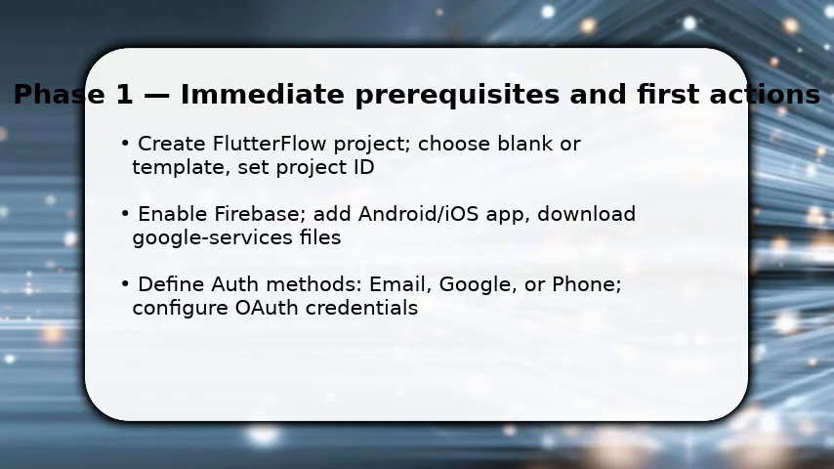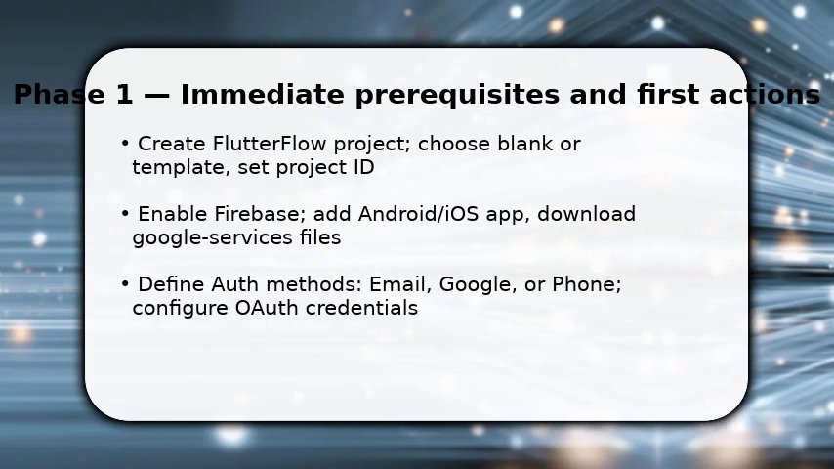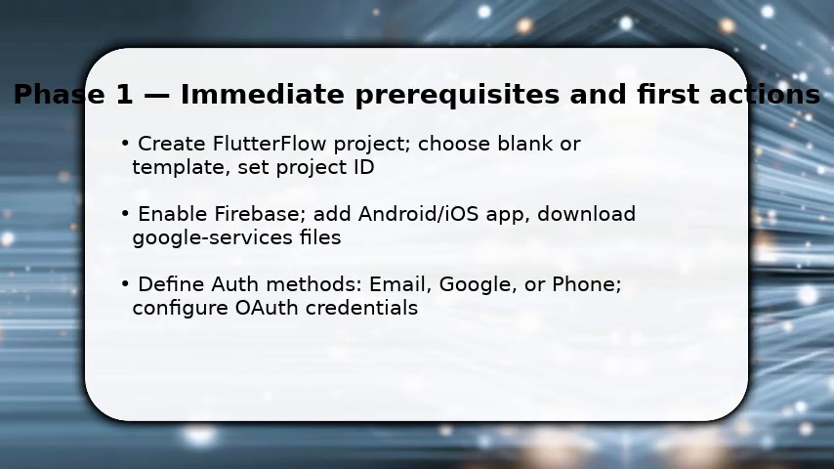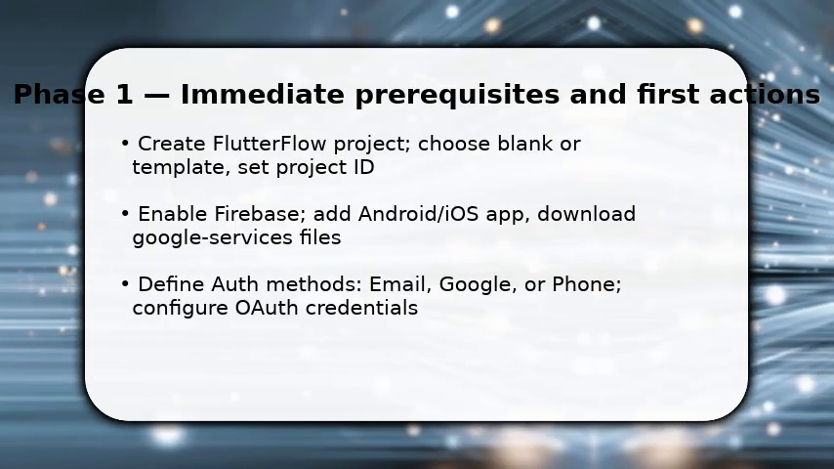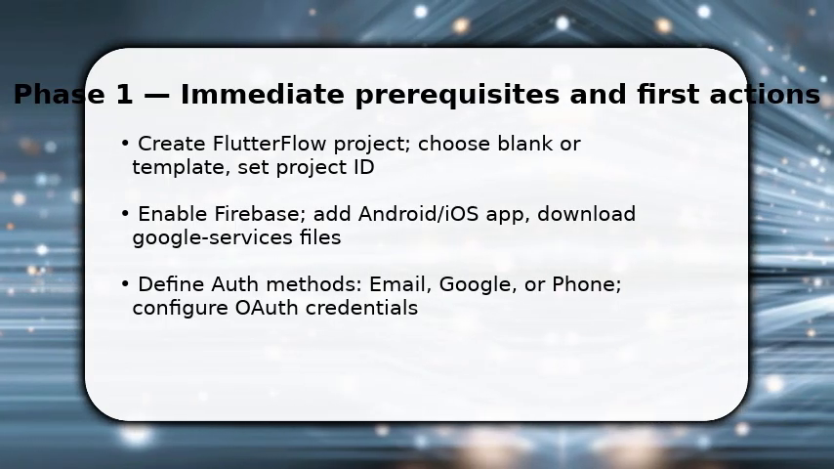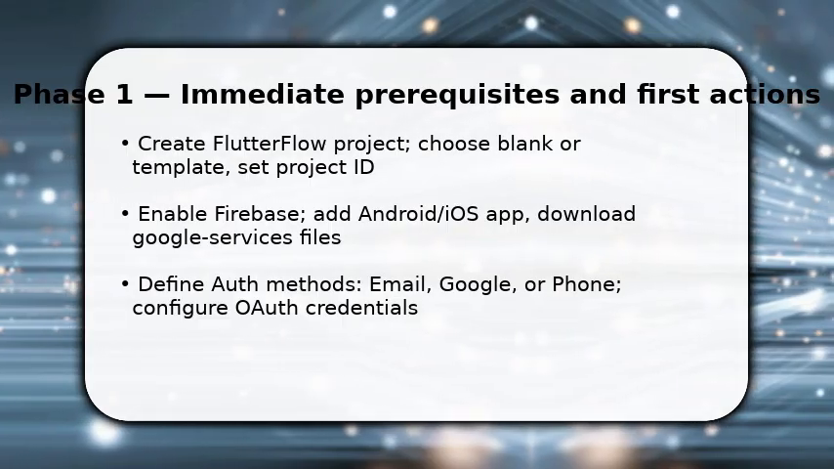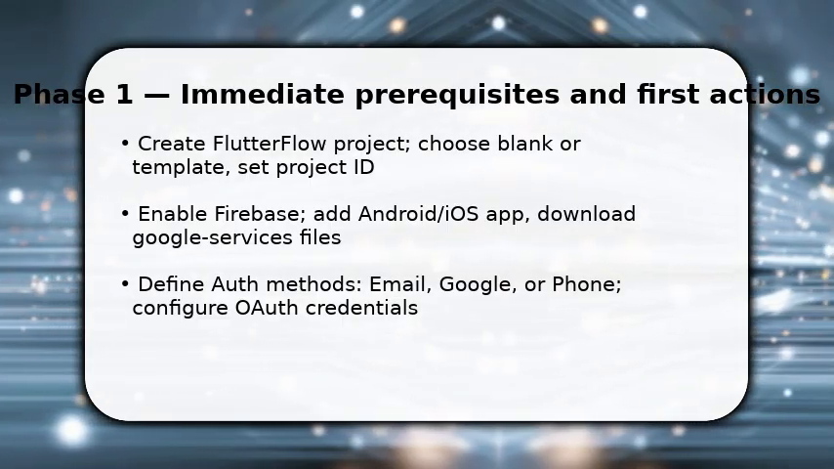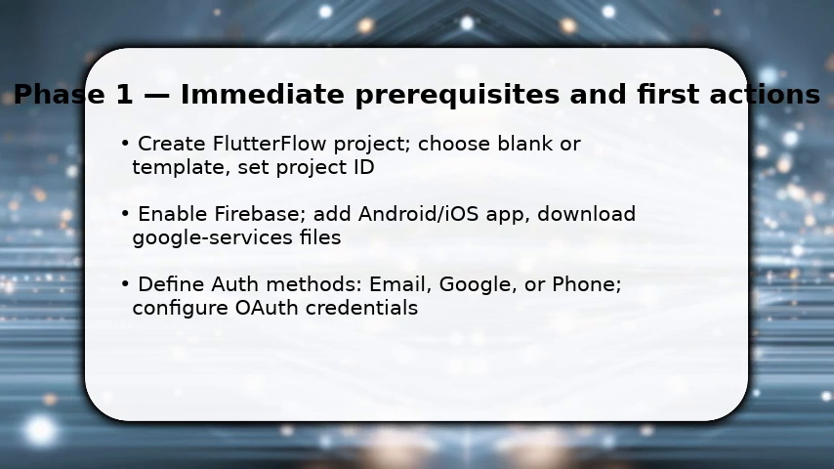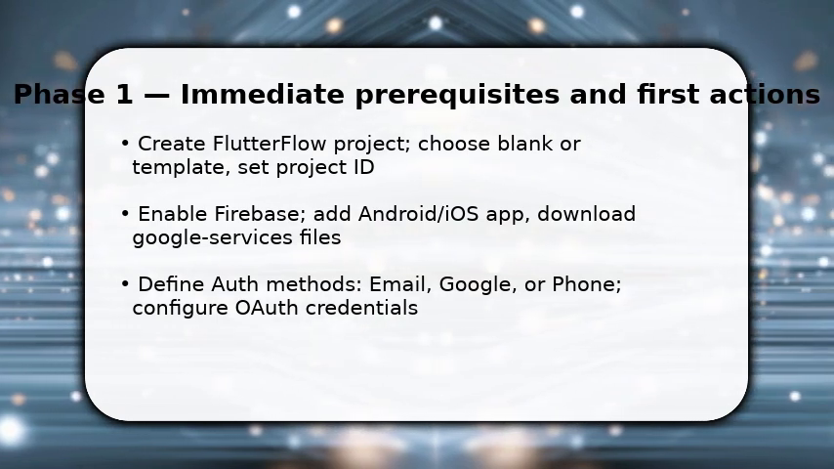This enables builds. Next, enable authentication methods you need, email, Google, or phone, so users can sign in securely. Make sure to configure OAuth client ID and redirect URIs, because without them, social sign-in will fail. This step prevents later build errors.